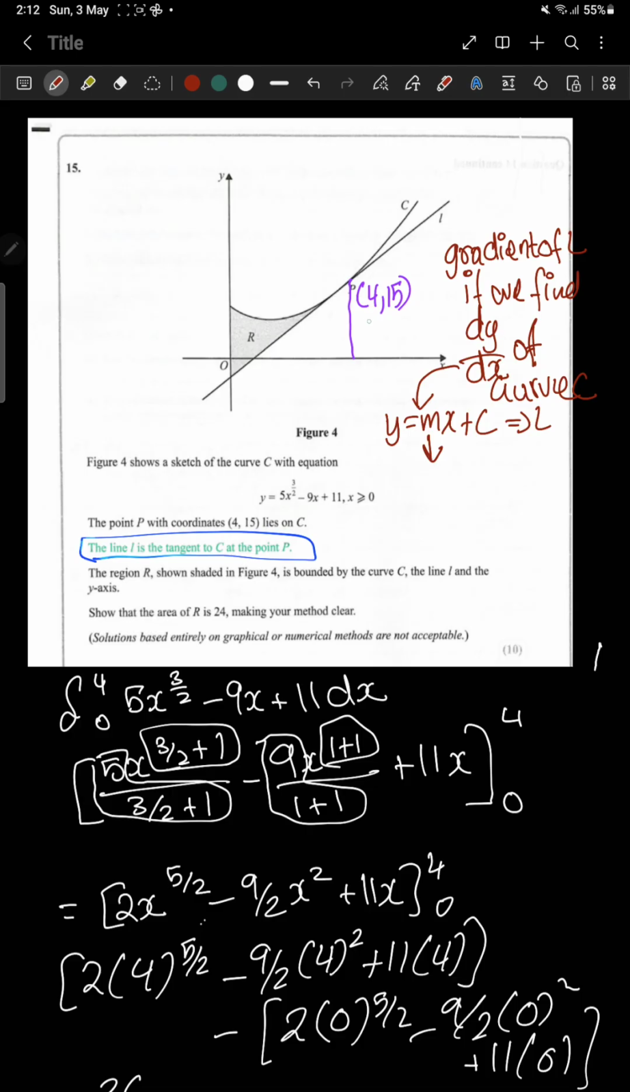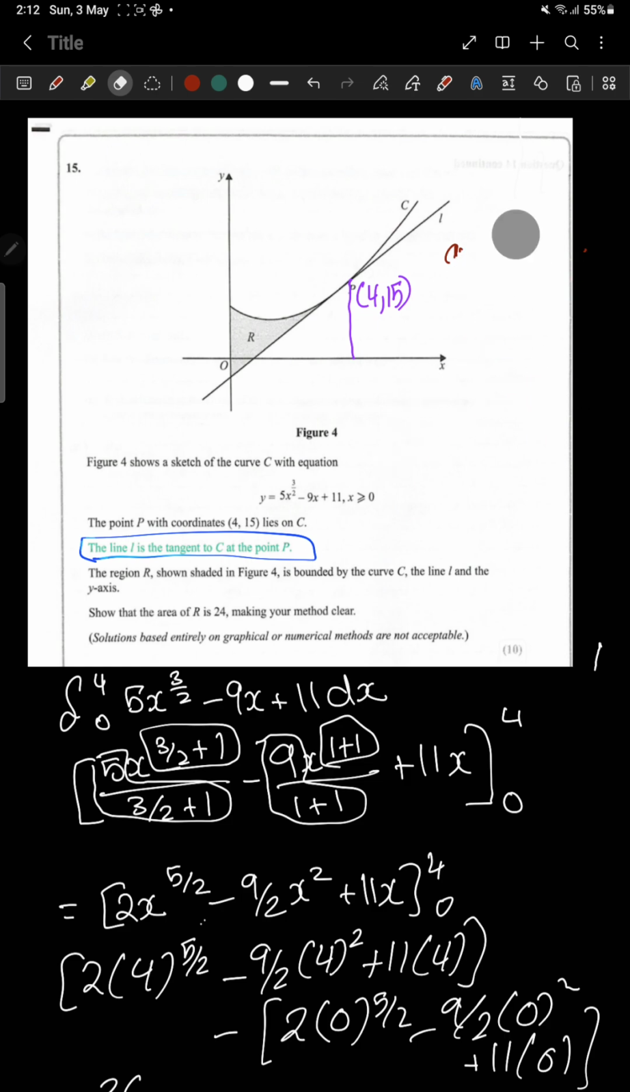Also, since we have this point P, that will help us find the y-intercept. Once we know the y-intercept, we get the whole equation, and then we can find the x-intercept by setting y equal to 0. That's why we need to find dy over dx of this equation, and it's quite tricky to recognize.